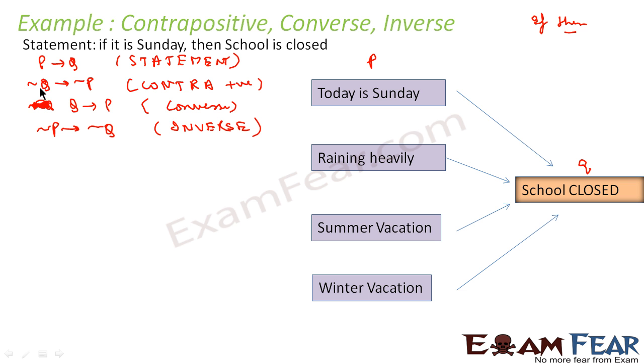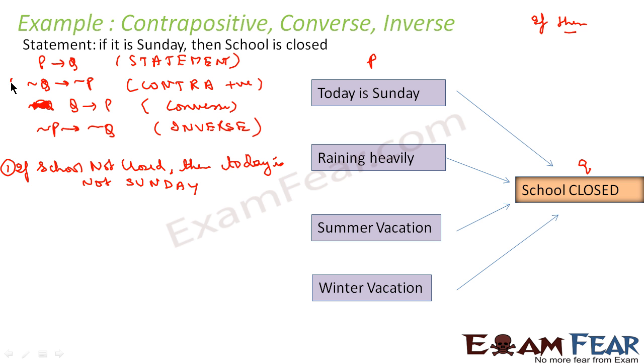The contrapositive we have seen is of this form: negative of Q implies negative of P. Q is this, school closed. So we will say negative of school closed is school not closed. That is, if school not closed, this is negative of Q, then negative of P. Negative of P is today is not Sunday. So if school is not closed, then today is not Sunday. This is nothing but the contrapositive. This is 1.